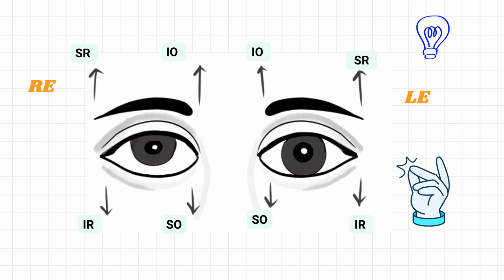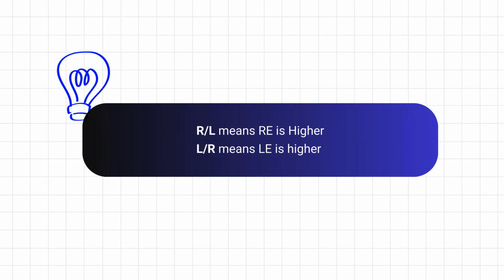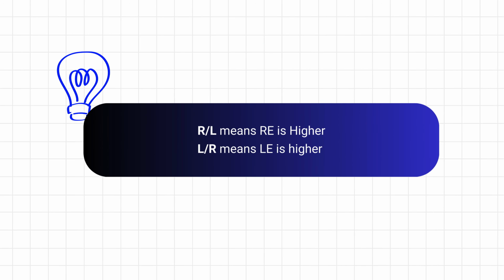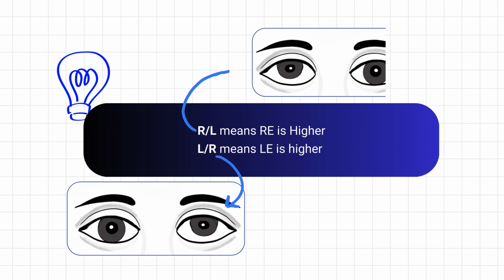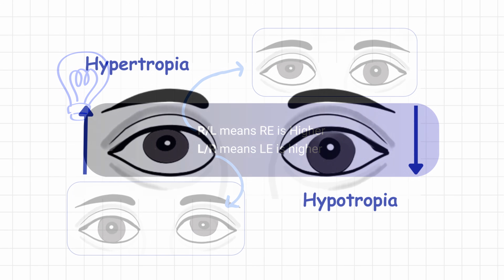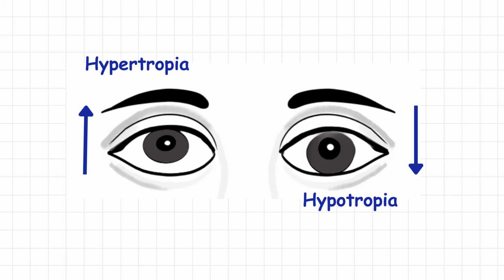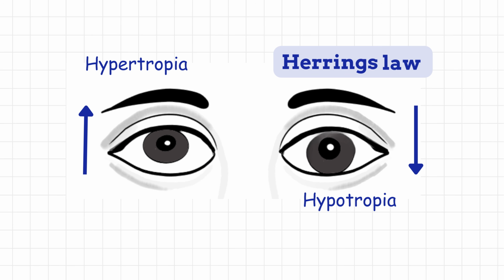One more important point I want you to remember is the designation. We always refer to the eye that is higher. For example, if the right eye is higher, we write it as R/L. That means the right eye is hypertropic compared to the left. Now, usually when one eye is hypertropic, the other eye will be relatively hypotropic. And why does this happen? This happens because of Hering's law.